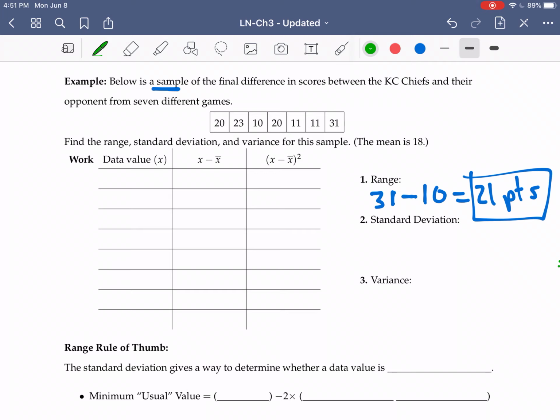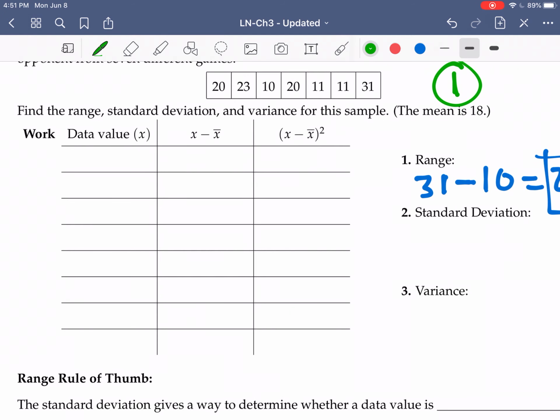This takes quite a bit of work. We will recall that the mean for this data set is 18. The first step in finding a standard deviation is to determine the mean. So we found that it's 18. Now I'm going to write each of my data values in increasing order. I don't have to do this, but it will make some of my other calculations a little bit easier.